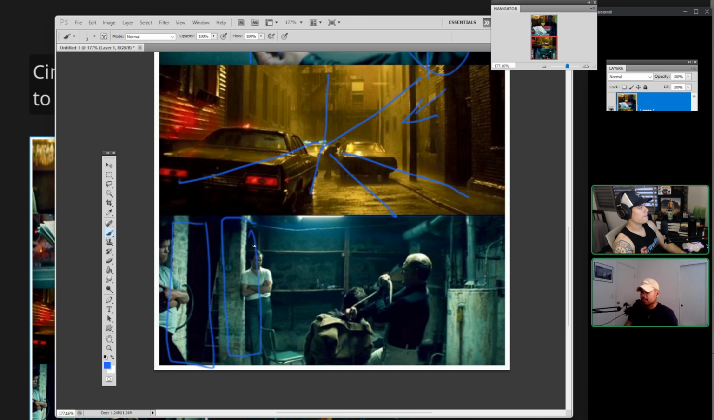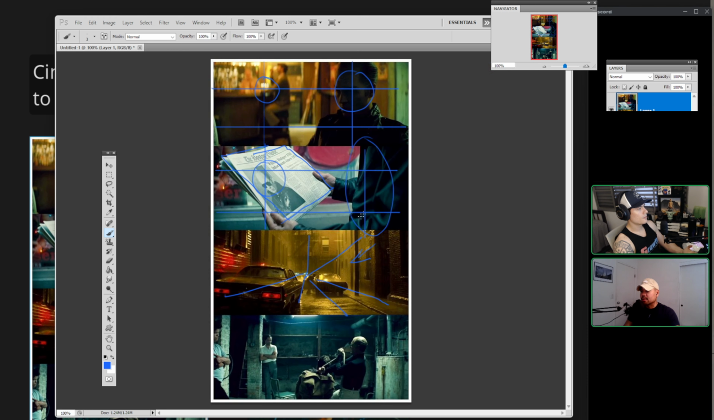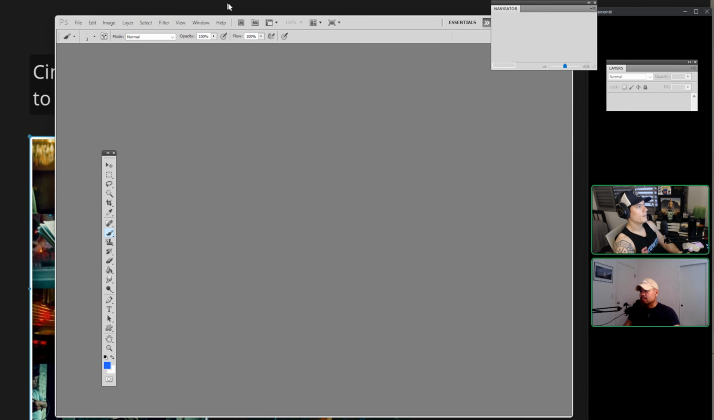Yeah, you can use any of these types of elements within the scene to support those compositional elements. Like even these shelves here in the background, they point to this guy right here. Even these lines, these are directional lines as well, pointing to this guy. So just anything that you see in the shot that can frame the focal point. All right, we'll take a look at one more.